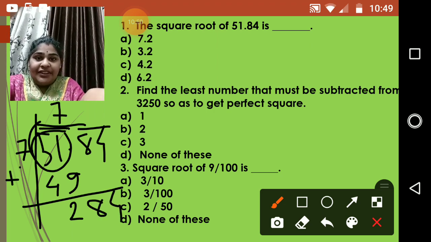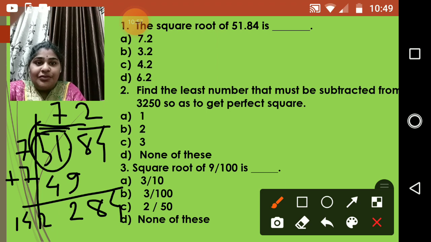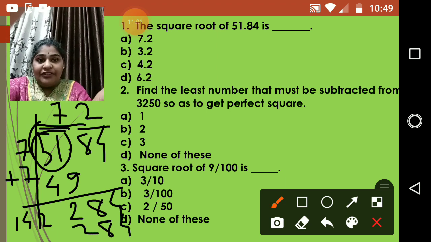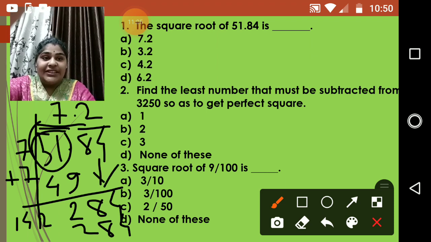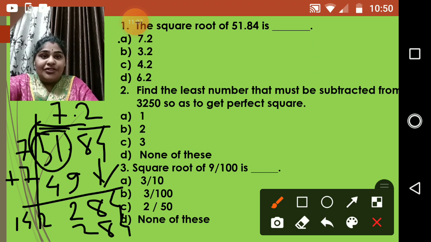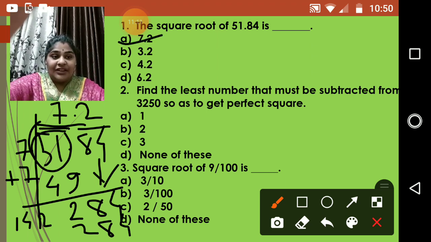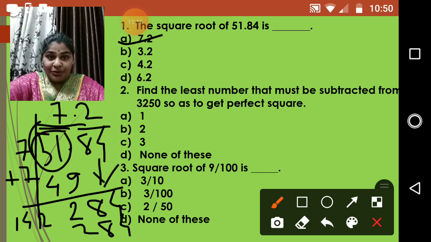And plus 7 will be 14. And here now I will take 142 into 2. I know it is 284. That means, when I take this 84, I will take a decimal here. So it is 7.2, the correct option. So this is how to find the square root. Division method we have already seen, children. Once again go through that.